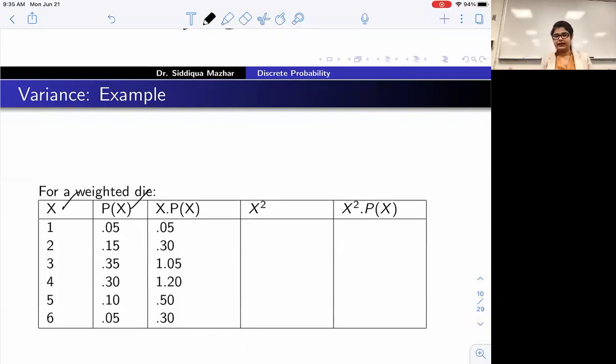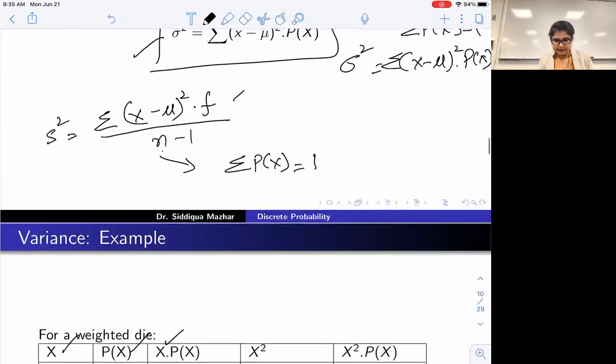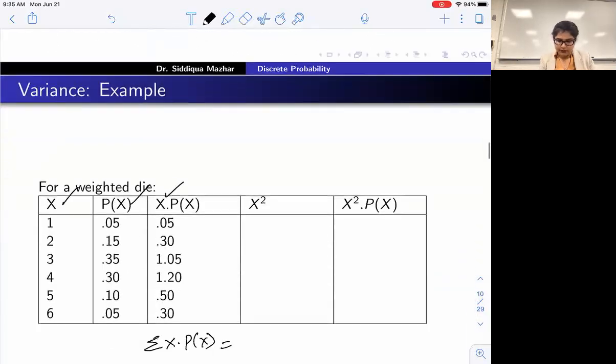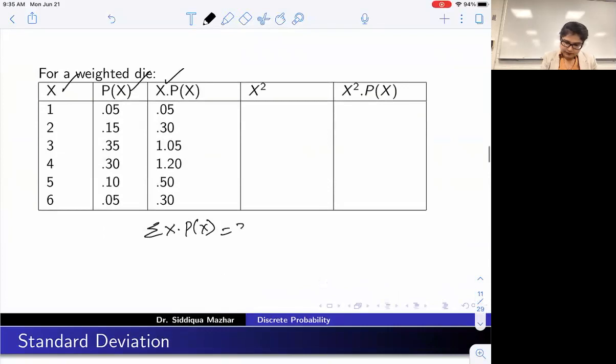Even for finding variance, you have to find the mean. To find the mean, you take the product of each x with p of x, and you take the sum of x times p of x, and it will give you the mean, right? So this is why I have to find x times p of x. If you find the sum of x times p of x, what is it giving you? What was the value? 3.4. So what it means is the average value is 3.4 for the weighted die.